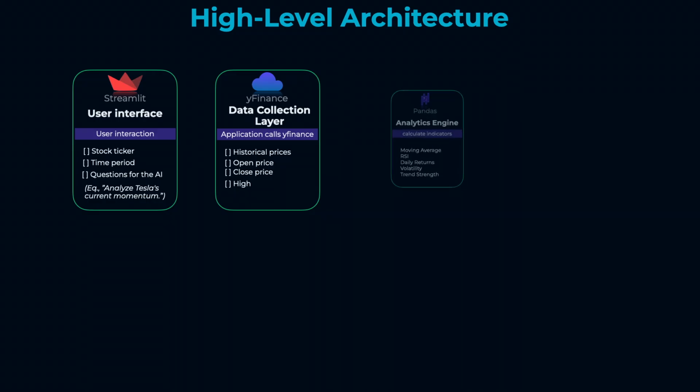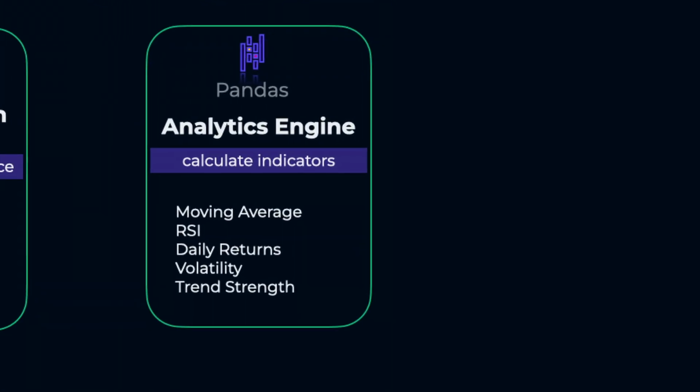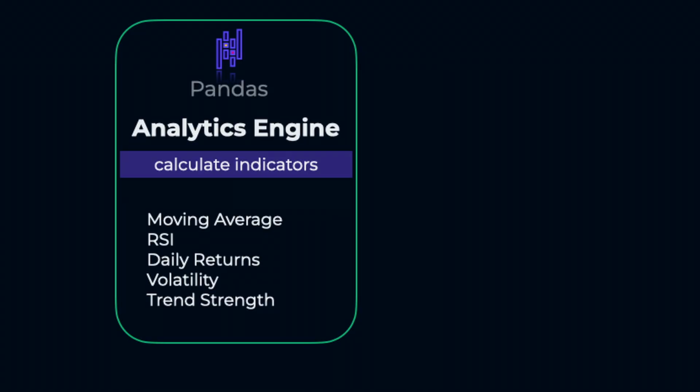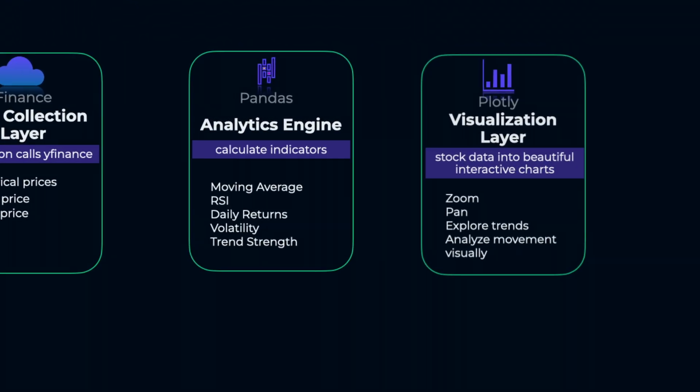Now we have raw market data with us. The next component is the analytics engine. The raw data alone isn't enough, isn't it? This is where Pandas comes in. Using Pandas, we calculate indicators such as moving average, RSI, daily returns, volatility, and trend strength. Now the system understands what the stock is doing, right? Not just its price.